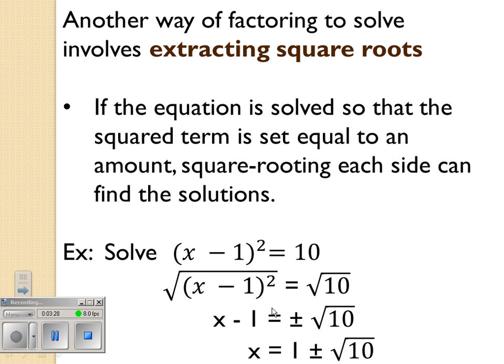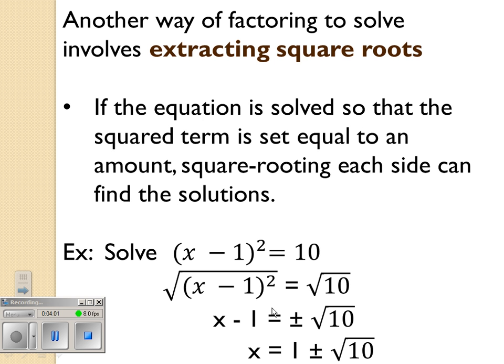Another way to solve a quadratic equation is called extracting square roots. If the equation is solved so that the square term is set equal to an amount or to another single term on the right-hand side, square rooting each side can find your solutions for you. So take a look at the one that I have solved out on the slide here. We had the quantity of x minus 1 to the second power is equal to 10. So notice that there's a squared item set equal to a single term.